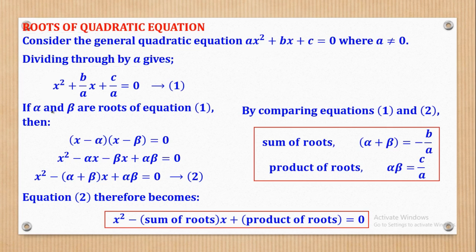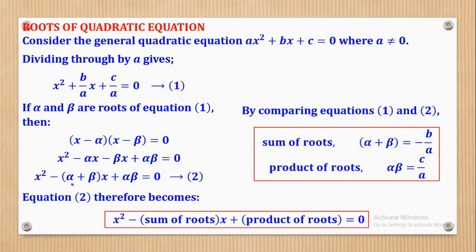Now if alpha and beta are roots of this equation 1, it implies that the factors will be x minus alpha and x minus beta. So when I expand this, I'll come up with this line. And when I collect like terms, I'll come up with this equation. So this equation is very vital.